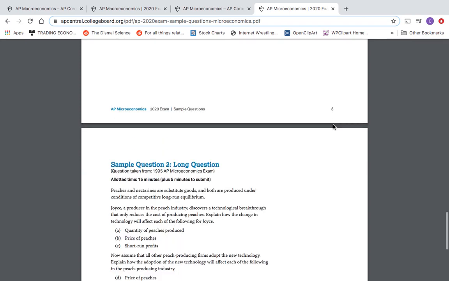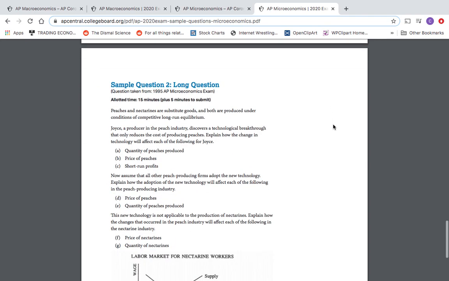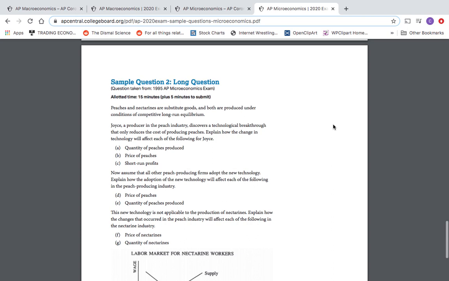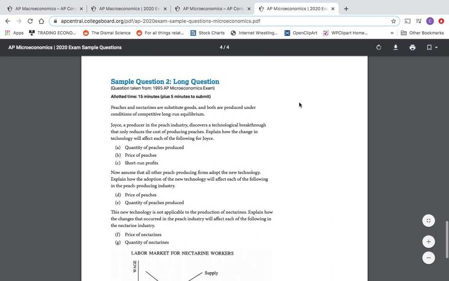All right, so now the longer question. 1995, kicking it old school, peaches and nectarines. Look at that, 1995.